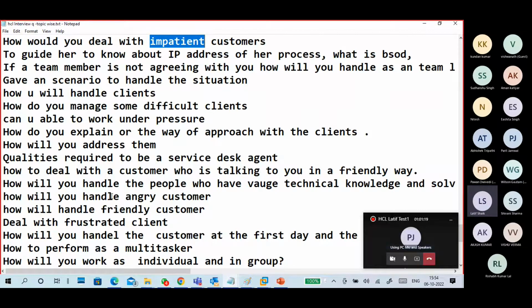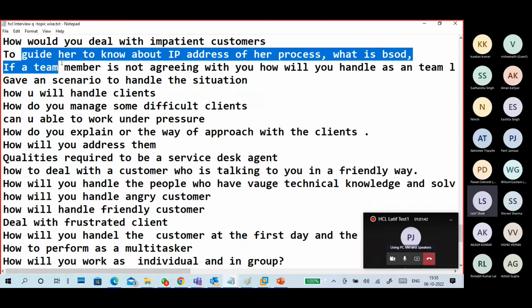Then how to give instructions to a user to do some task on their computer, like checking an IP address, checking the system configuration, checking a computer model, or maybe the processor or RAM, any information. How to do it? That also needs practice. Guide her to know about the IP address for her process.